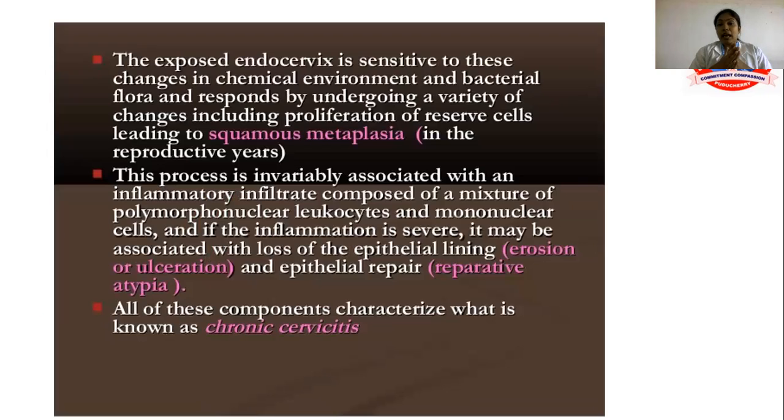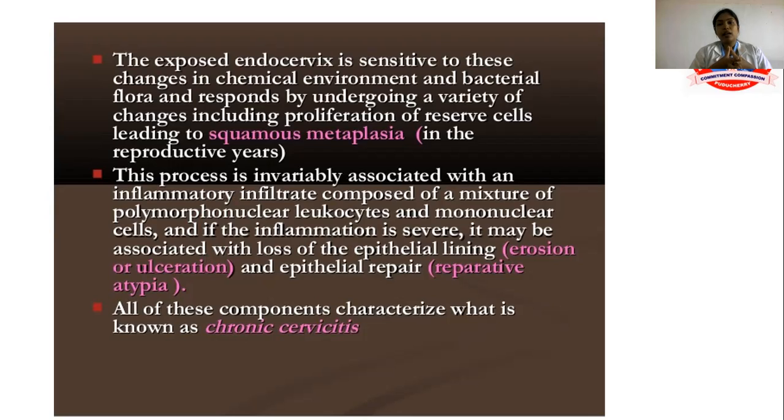Next, the exposed endocervix is sensitive to these chemical changes in the environment, and the bacterial flora responds by undergoing a variety of changes, including proliferation of reserve cells, leading to squamous metaplasia in the reproductive years. Okay, this is associated with a mixture of inflammatory infiltrate of polymorphonuclear leukocytes, mononuclear cells, and if the inflammation is severe, it may cause loss of epithelial lining and epithelial repair.